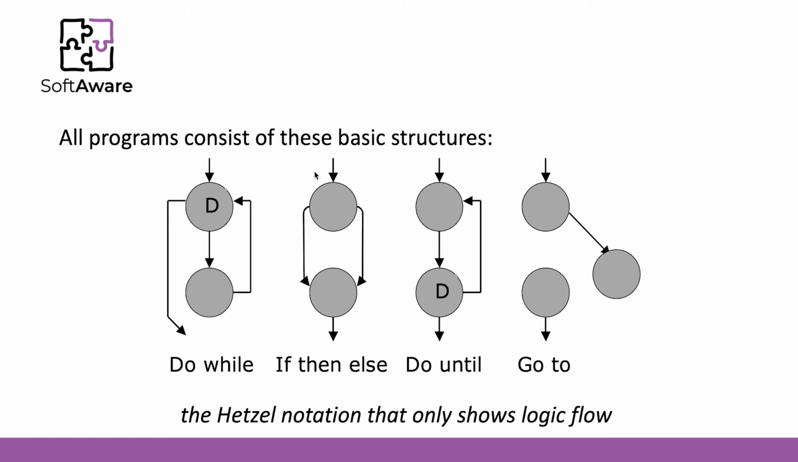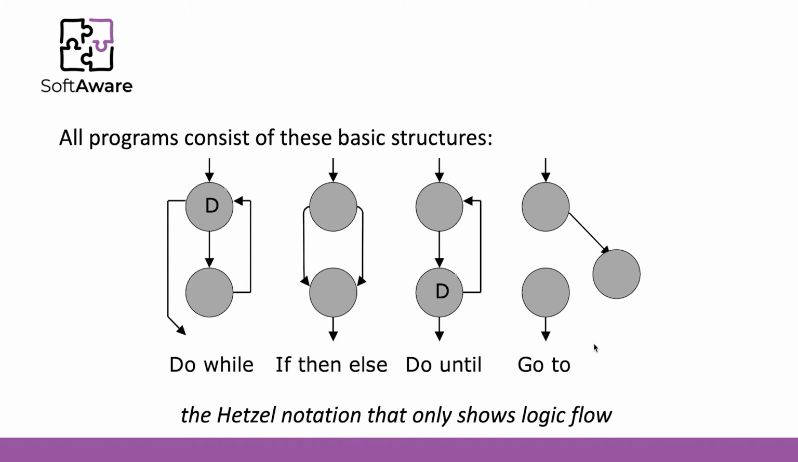Taking a look at another structure, we can see that an if then else is represented by two nodes that are connected with two edges. Okay, one corresponds to the yes, the other corresponds to the no. One is the path that is followed if the condition is assessed as true. The other one is the path that is followed if the condition is assessed as false.